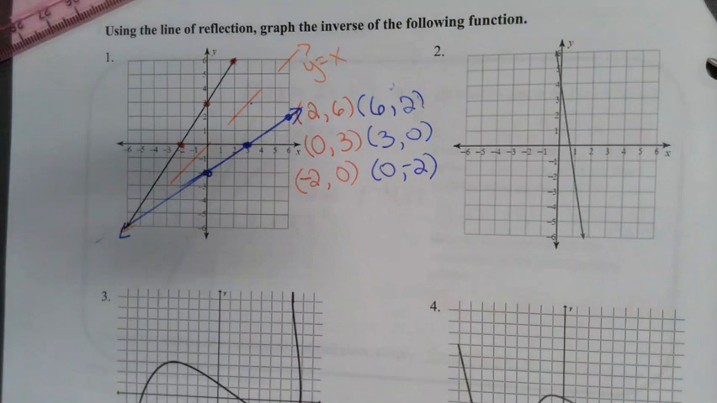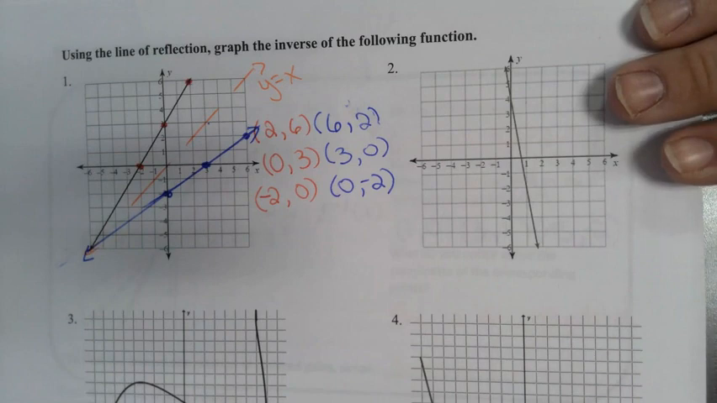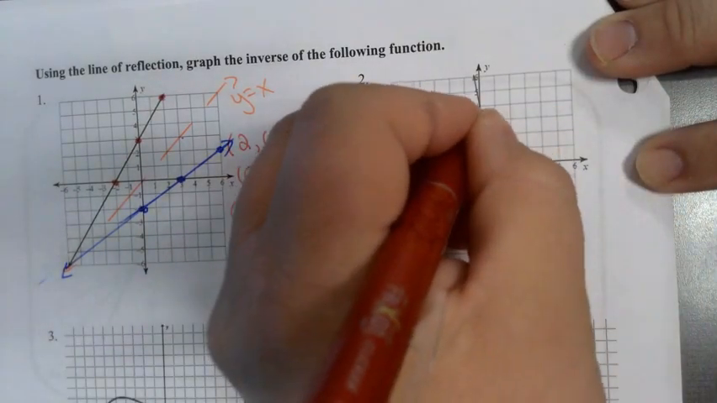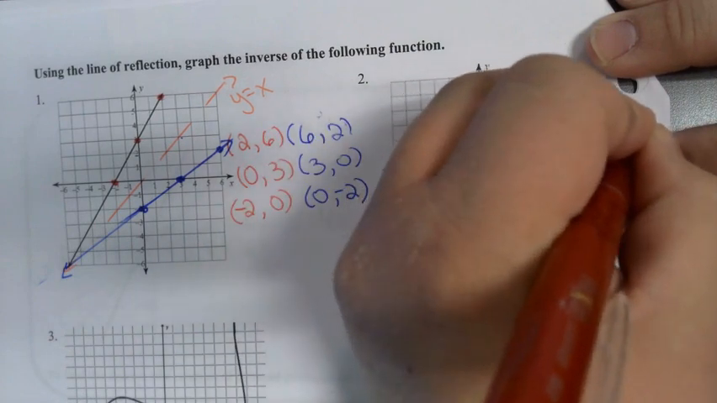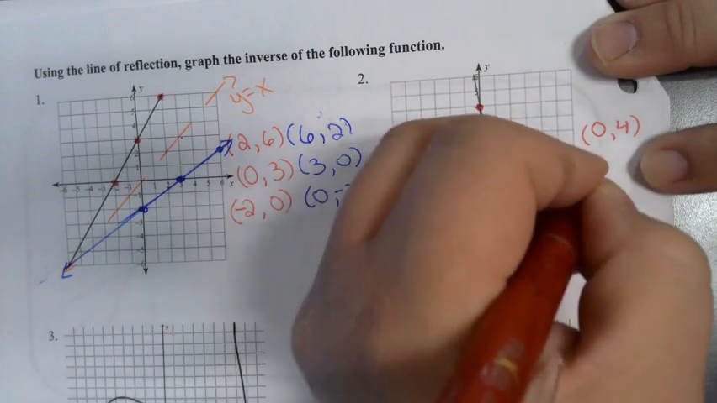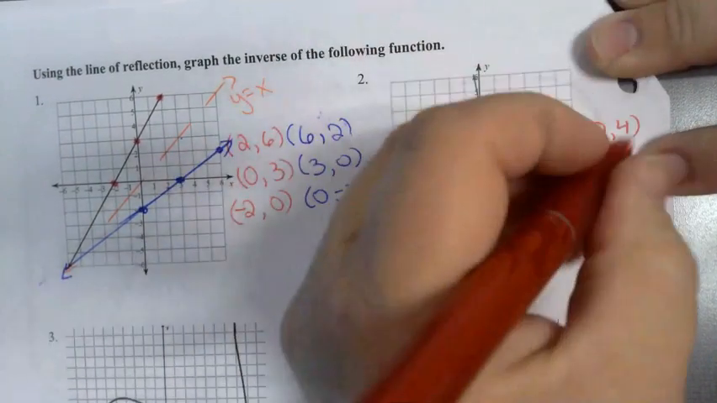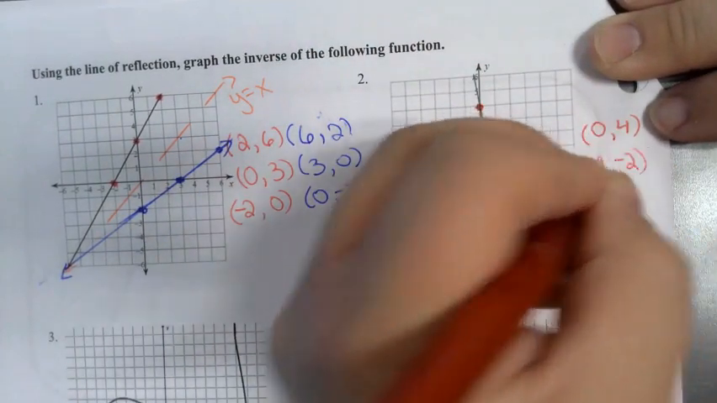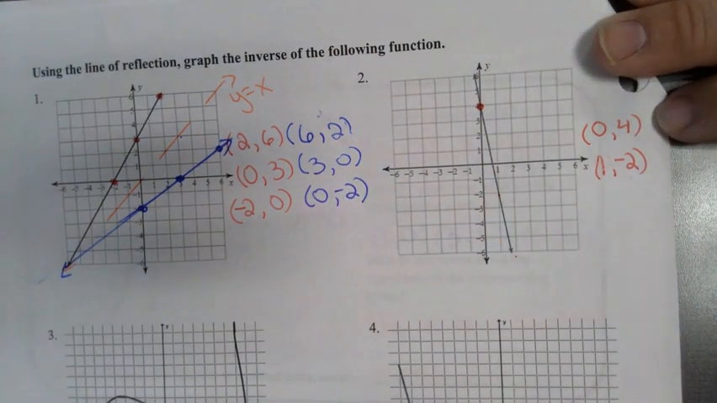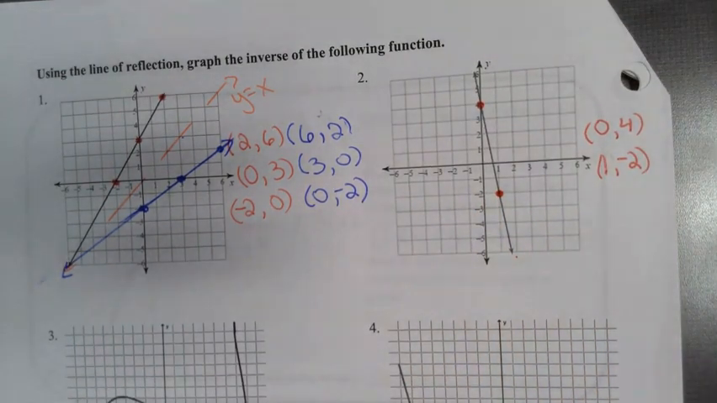For number 2, we have another line. So I'm going to identify 3 points. (0, 4) and (-2, 1)... well, it looks like those are the only 2 that we can find on here. And technically speaking, the definition of a line just needs 2 points, so that's all right.